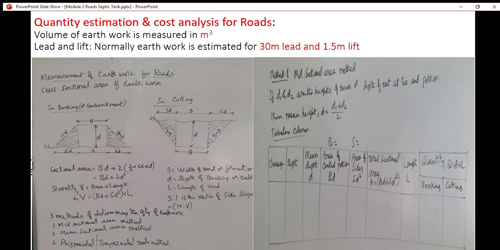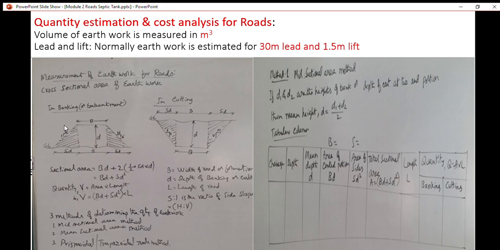Now look at the cross-section shapes of earthwork shown in the slide, both for banking and for cutting. The figures are inverted to each other. Ground level for embankment is shown at the bottom. Ground level for cutting is shown at the top. The ground level is assumed as horizontal across the section. B is the width of the road or the formation width. D is the depth of banking or the cut. L is the length of road. S to 1 is the ratio of side slope.